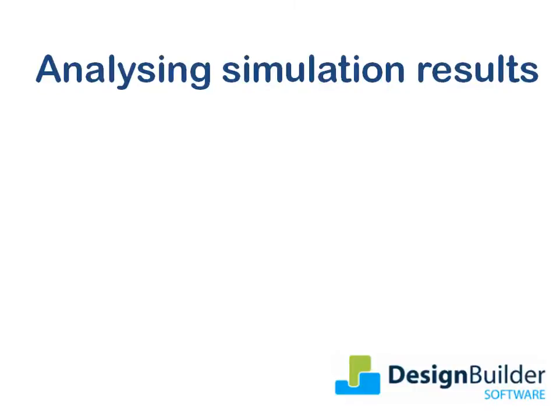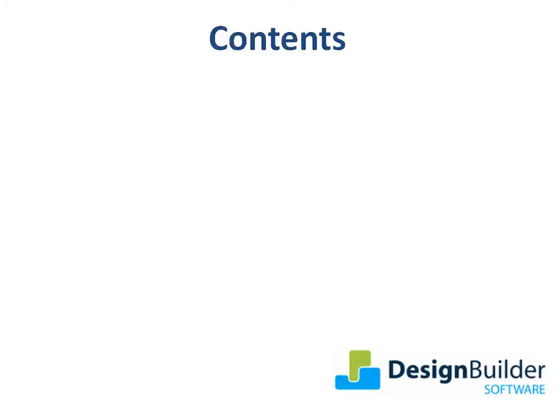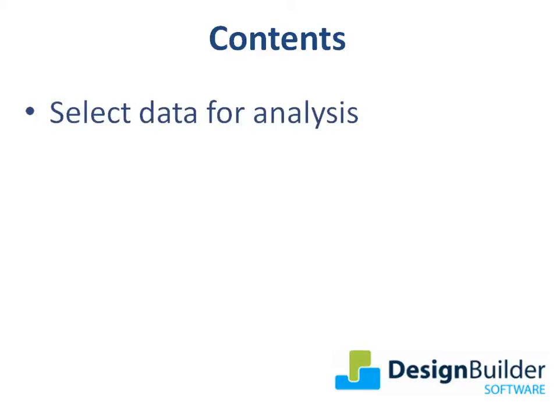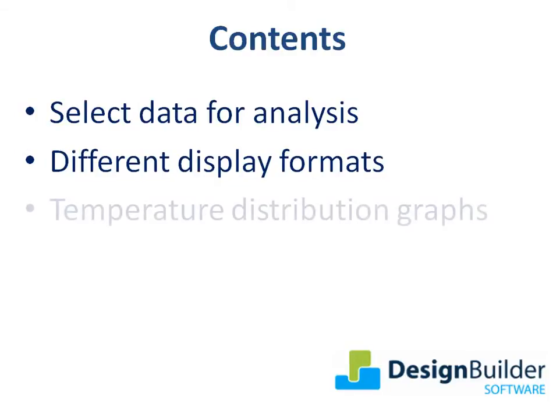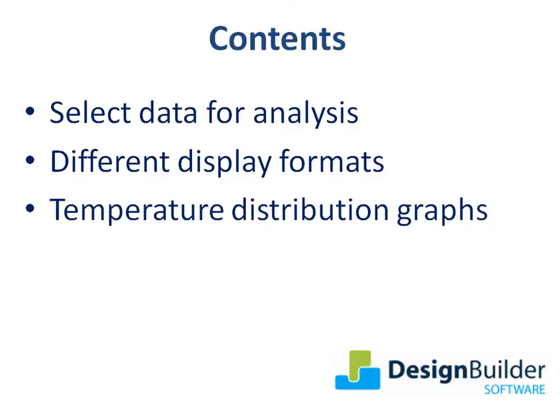The purpose of this tutorial is to show you how to select and view a variety of simulation outputs so you can analyze the data and assess the predicted building performance. During this tutorial, I'll show you how to select data for analysis from display options and the info panel. I'll introduce the different display formats such as graphs and grids. And finally, I'll show you how to quickly and easily generate temperature distribution graphs, which can be used to produce summer overheating reports.